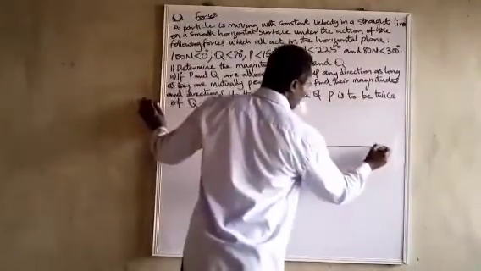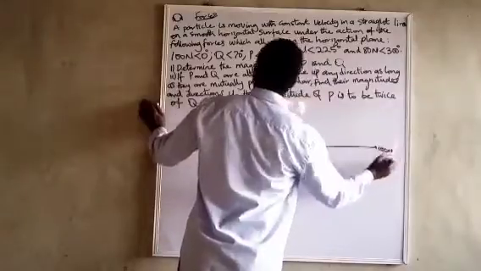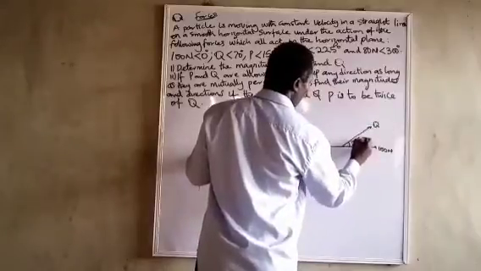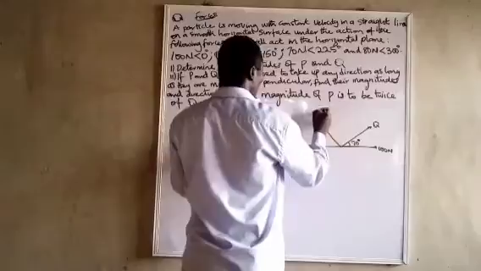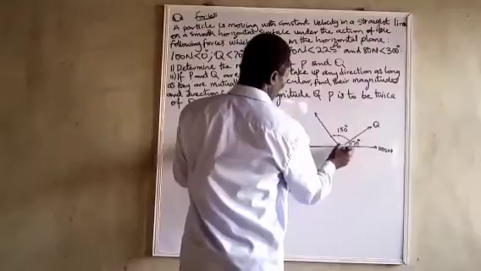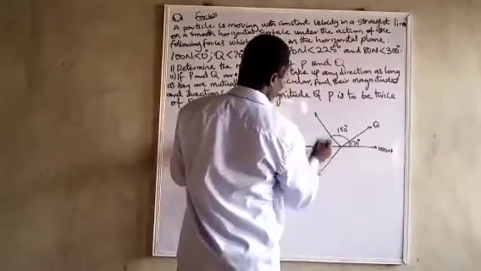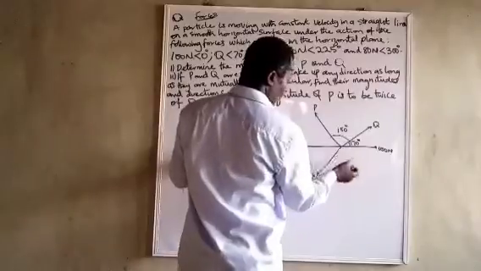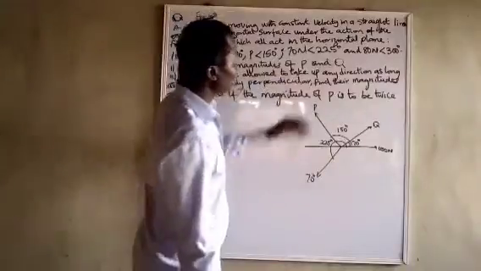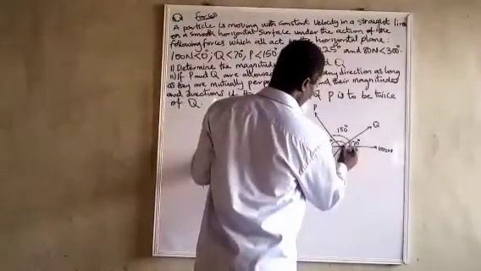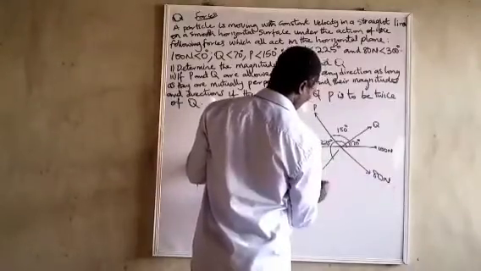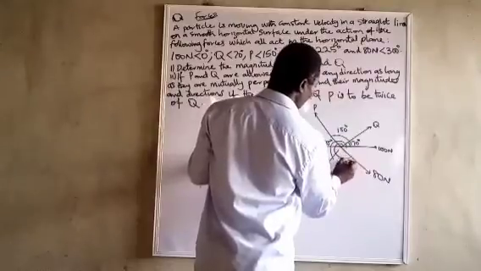Now, you have 100 in this direction. We have Q like this, at 70 degrees. We have P at 150 degrees. And then we have 70 at 225 degrees. And we have 80 at 300 degrees. So everything like this will be 300 degrees.